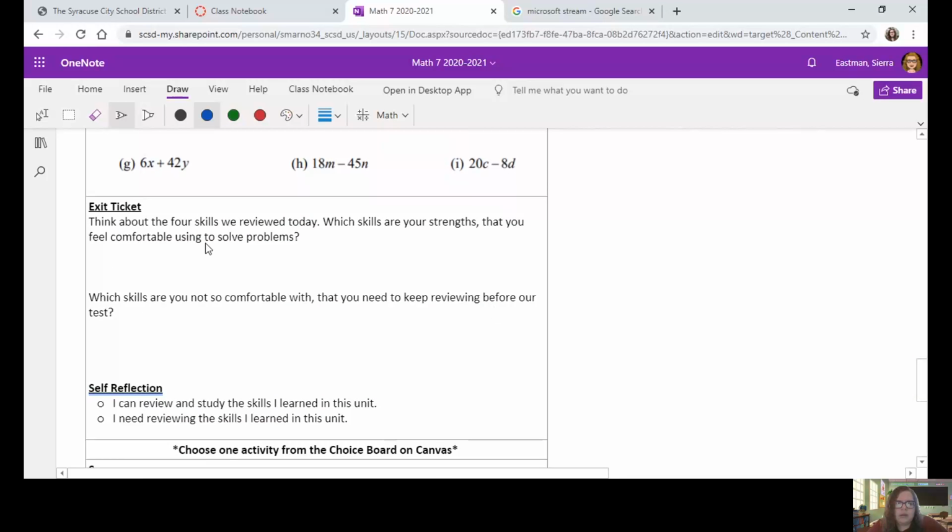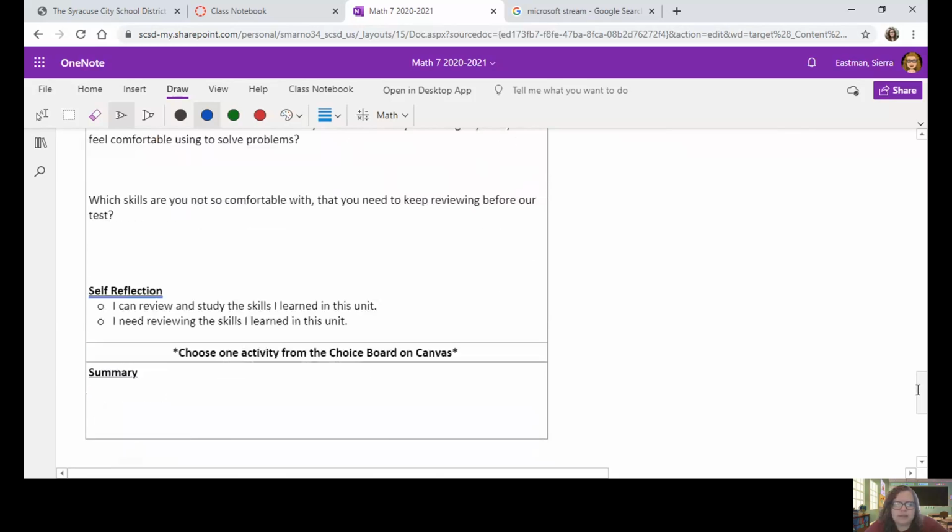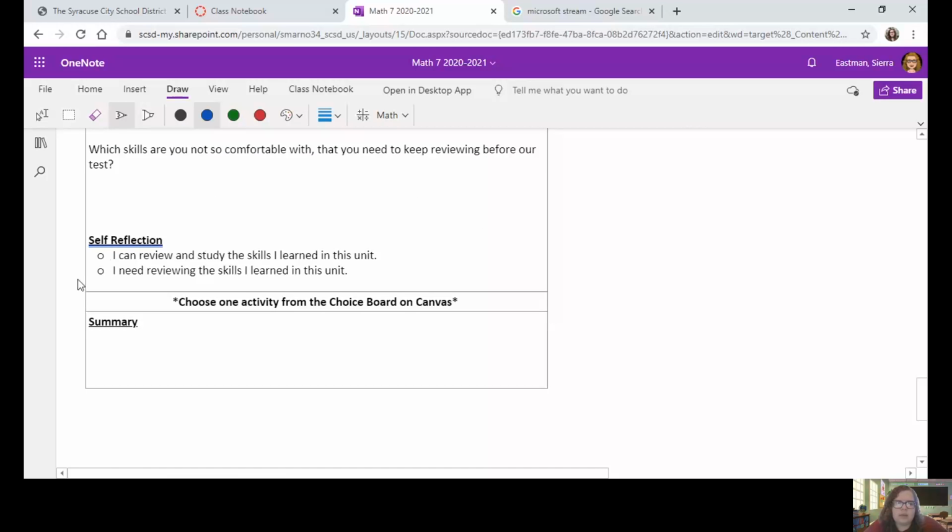And also think about our exit ticket. After we review these 4 skills, which are your strengths that you feel comfortable with, and which are you not so comfortable with that you may need some help reviewing before the test. After that exit ticket, you just complete that quick self-reflection that's very related to those 2 questions I just read. And then we have 1 activity from the choice board on campus for today. You guys are good to go.